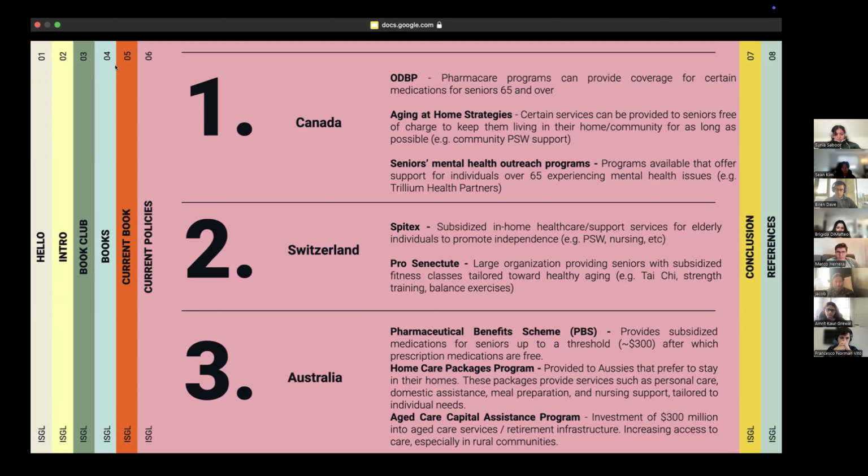Just to compare our situation in Canada with the situation in Switzerland and Australia, Switzerland provides a program in which in-home support services are also provided to help promote their independence. As well, similar to how we have community-based programs in Canada, Switzerland also has a similar setup where they provide seniors with things like fitness classes and other activities to help maintain their physical health and provide them with recreational activities as they age. Moving on to Australia, Australia, similar to Canada, has a pharmaceutical benefit scheme which subsidizes the cost of medications in seniors to help offset some of this financial burden. And it also has various assistance programs that assist with in-home tasks as well as meal preparation and various other things according to individual needs.